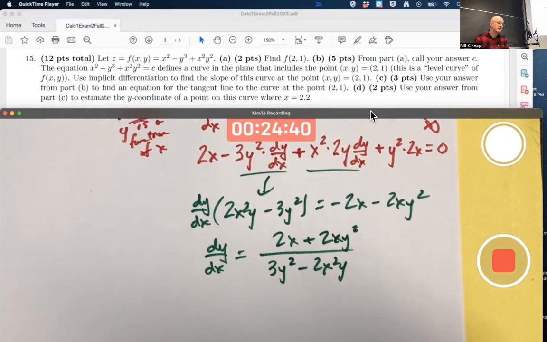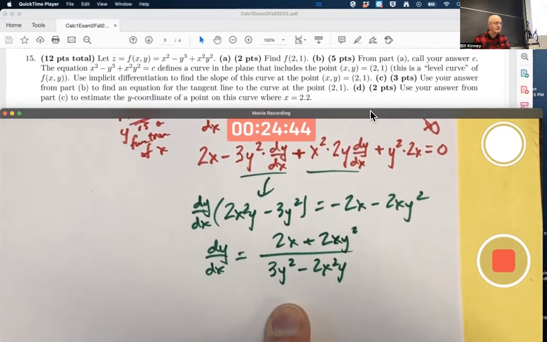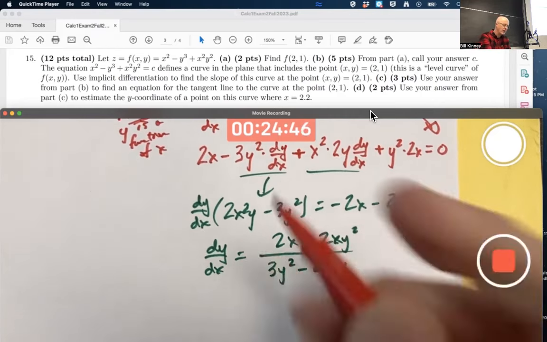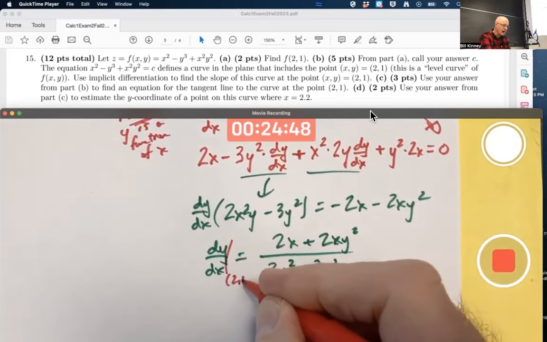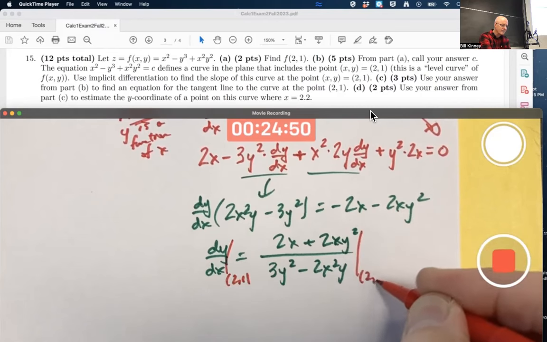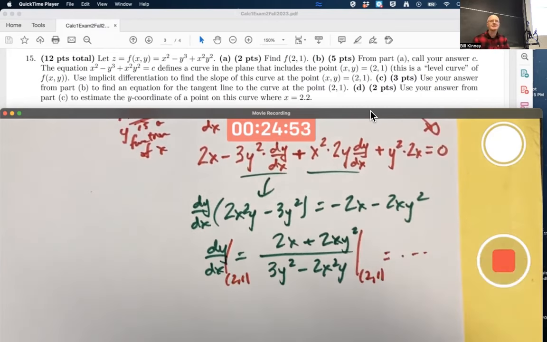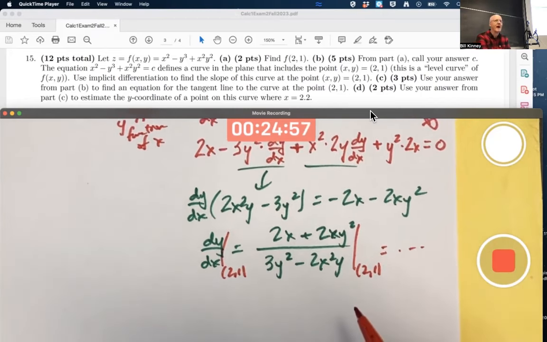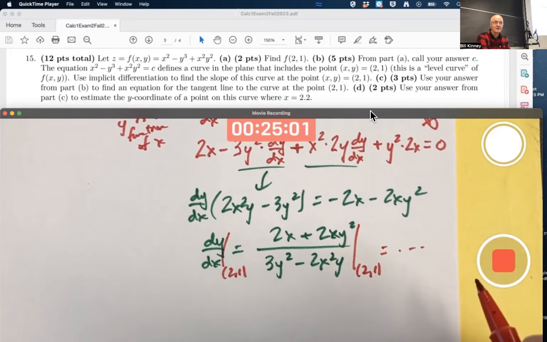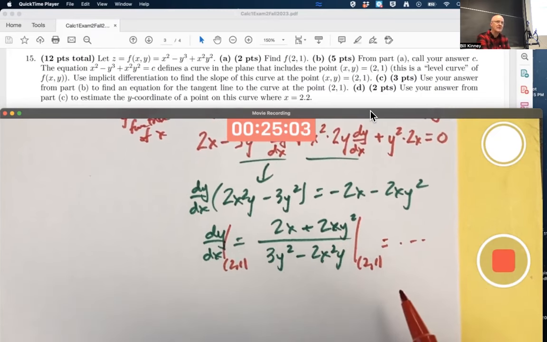There is the general derivative for y as a function of x, as long as we're not dividing by 0. And then you'd want to evaluate this at the point (2, 1) and see what you get. I don't want to finish this problem for the sake of time. You get a number. Then that's going to be the slope of the tangent line there.